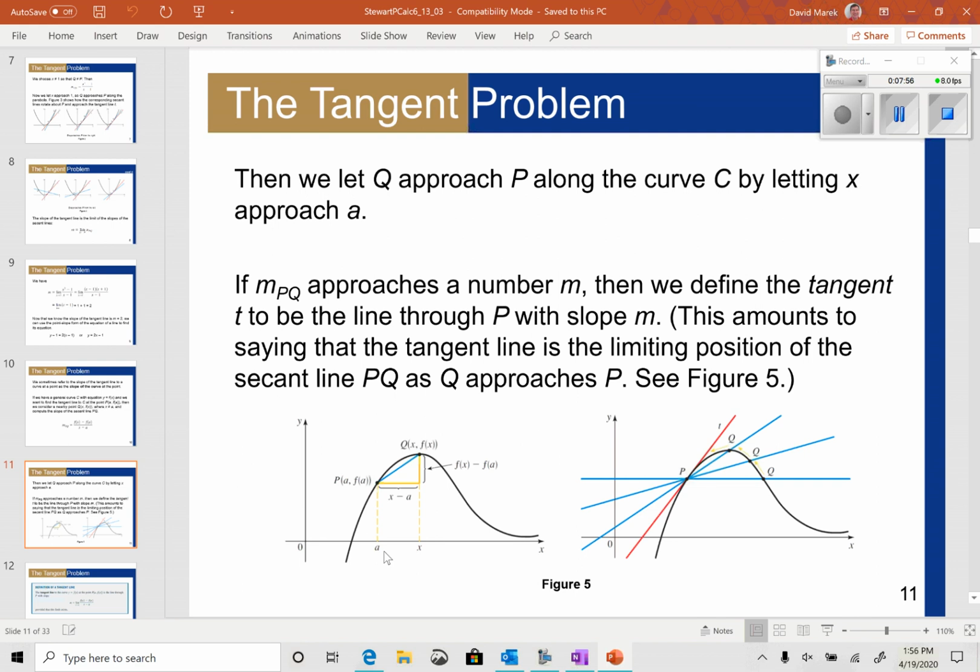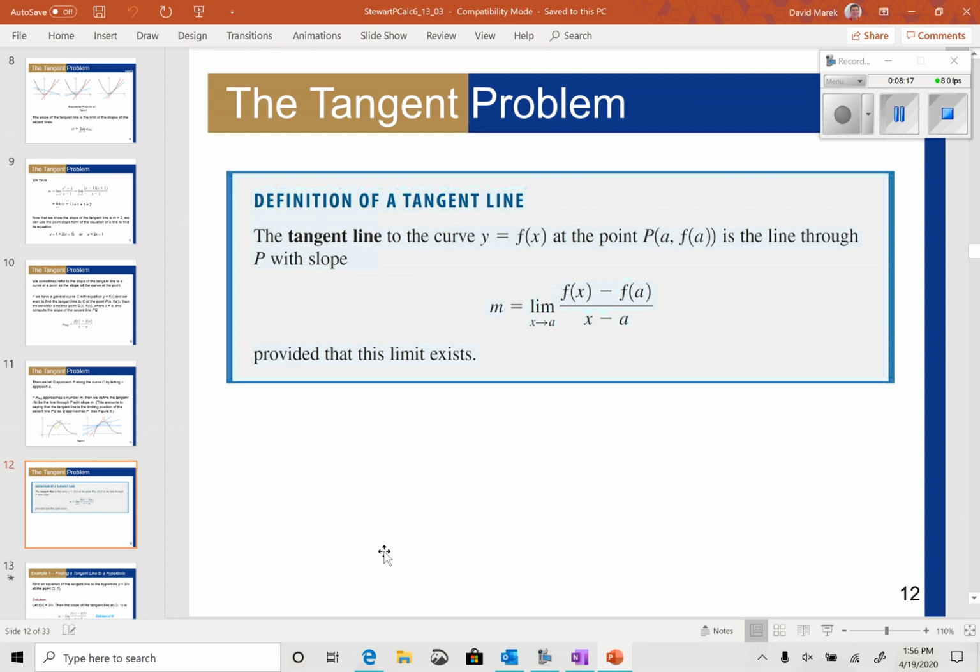We've got that point P where we want to know the slope of the tangent line. Put point Q someplace else on that curve. And as Q approaches P, the slope of that blue secant line gets closer and closer. The limit approaches the slope of the tangent line. So here's our first definition of a tangent line. There's another one to come, and there's a couple of interpretations to come. Again, provided the limit exists.